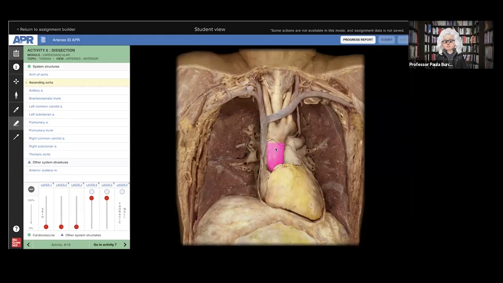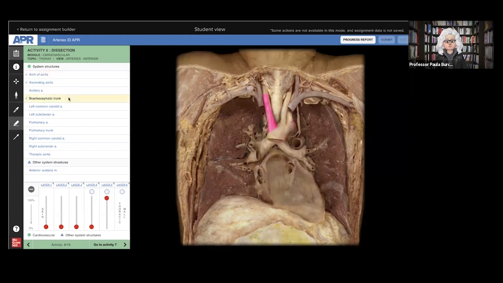So here is the ascending aorta, receiving blood from the left ventricle. It will then flow into the aortic arch, and you're going to have three branches coming off of it. The first branch is the brachiocephalic trunk. The second branch will be the left common carotid. And the third branch will be the left subclavian.